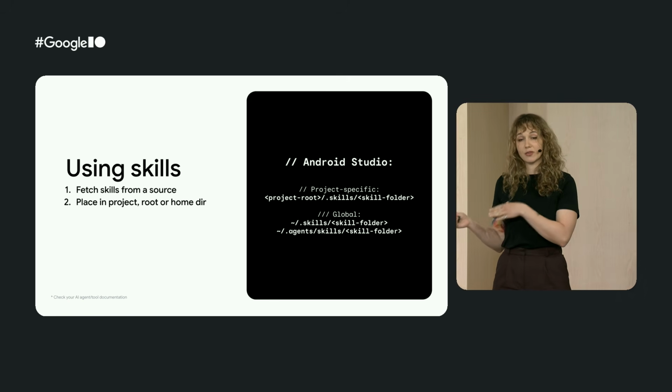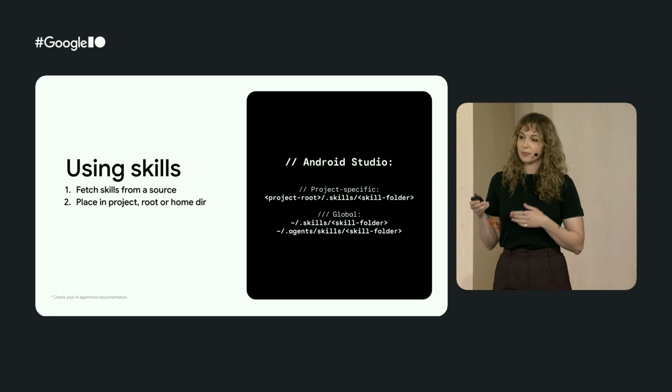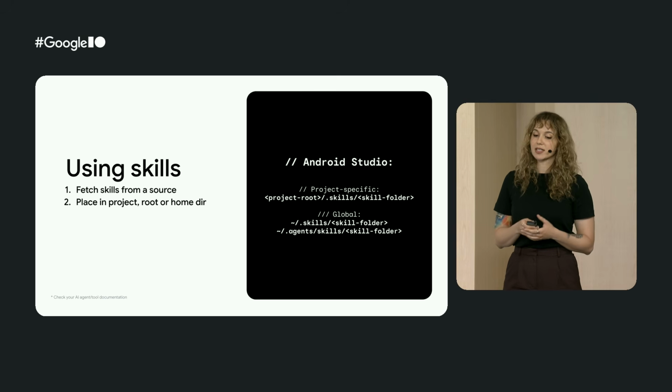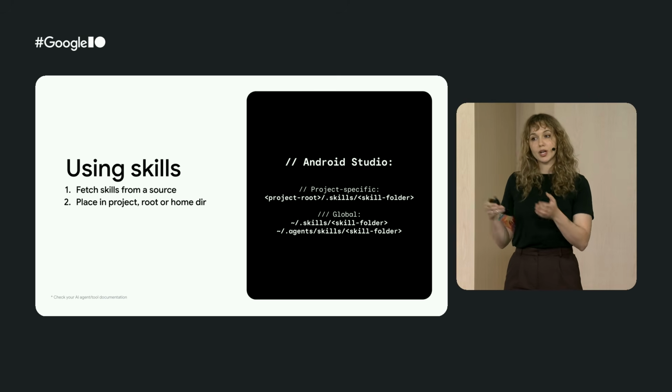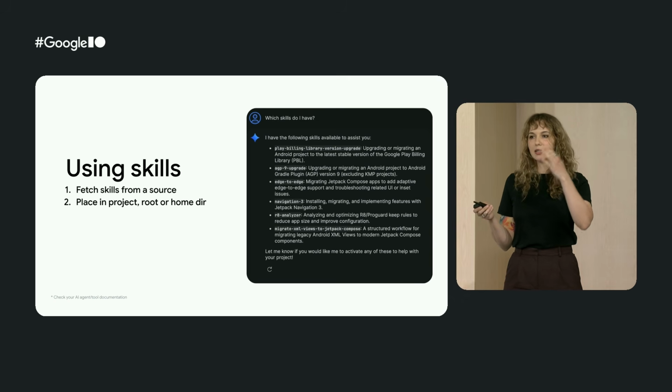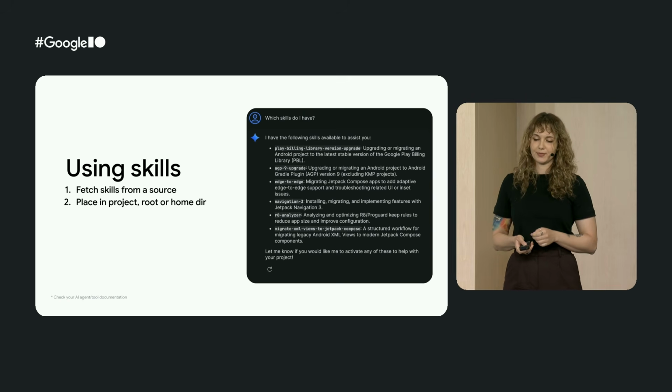Generally, you fetch skills from a trusted source, and you place them into a dedicated repository, like a local project root or user home. Using Android Studio as an example, skills can go to a workspace-specific or a global directory. After that, agents are aware of all of the present skills by keeping a list of the skills metadata and sending it to the LLM on every prompt.